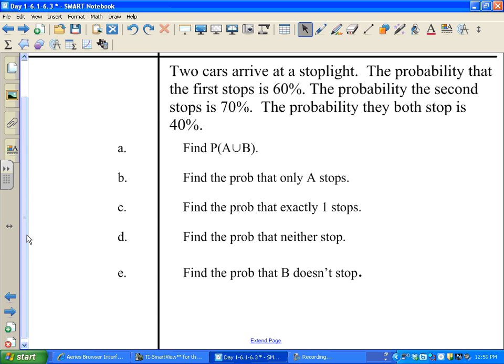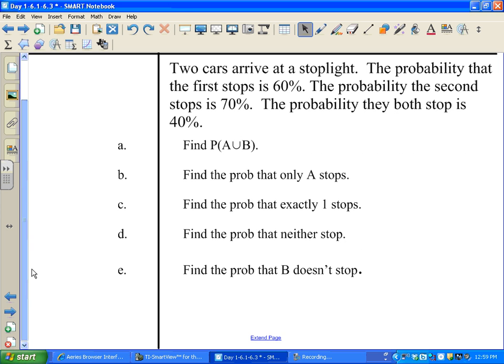Two cars arrive at a stoplight. The probability that the first one stops is 60%. I probably should say stop sign. The probability the second one stops is 70%. The probability that they both stop is 40%. Find the probability of A union B. In fact, I'd like you guys to do this problem in your groups right now. I think you guys can do it.